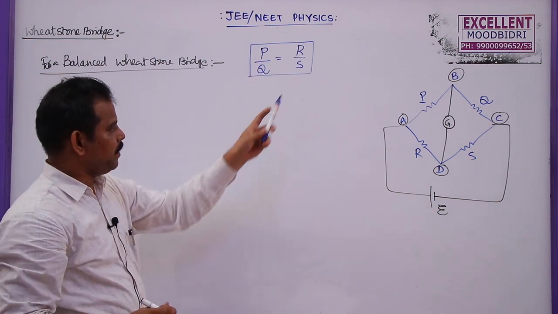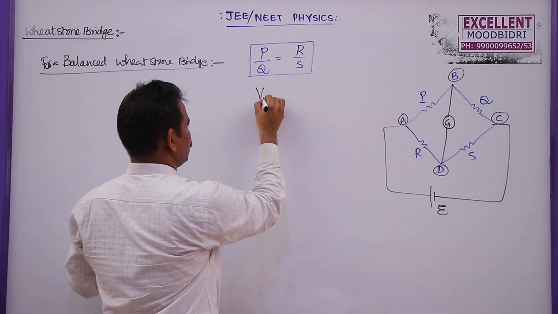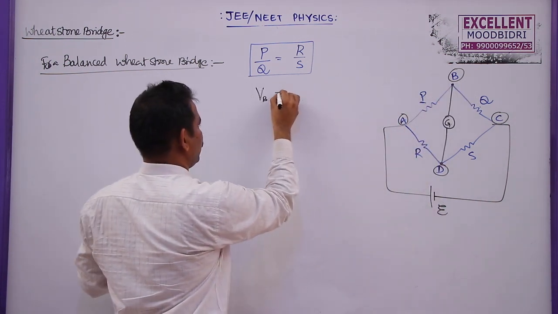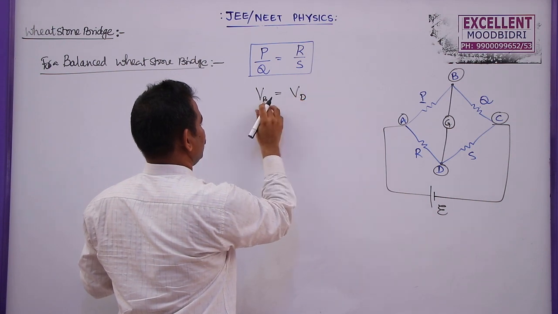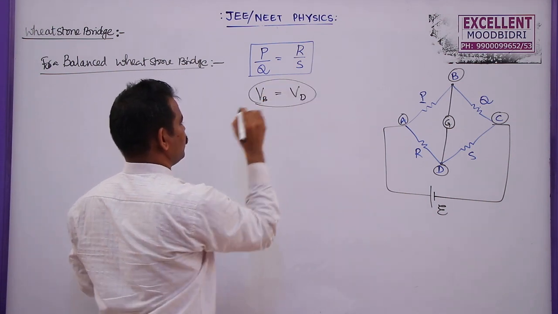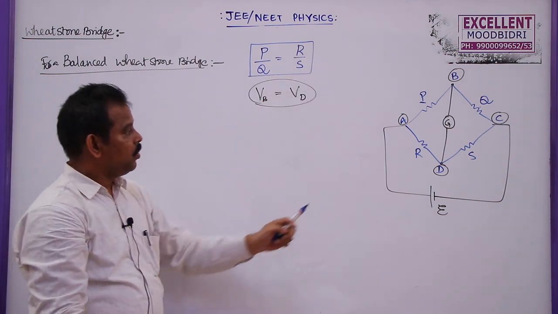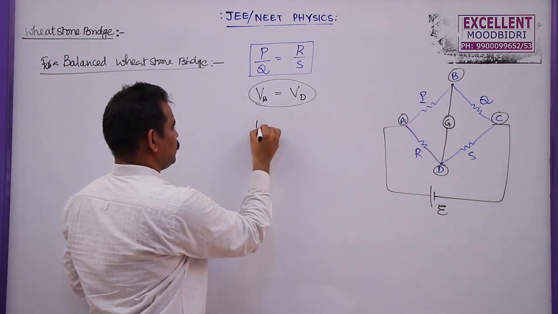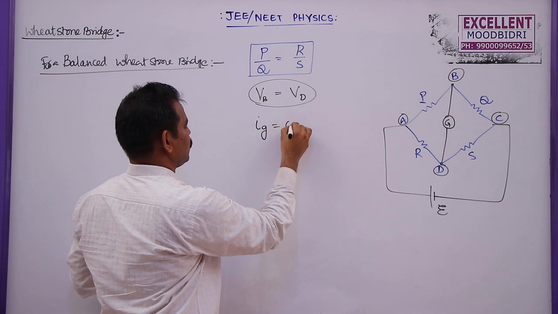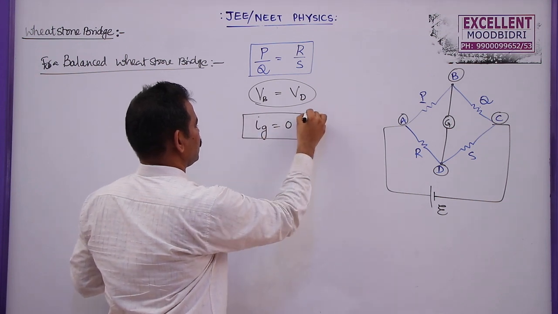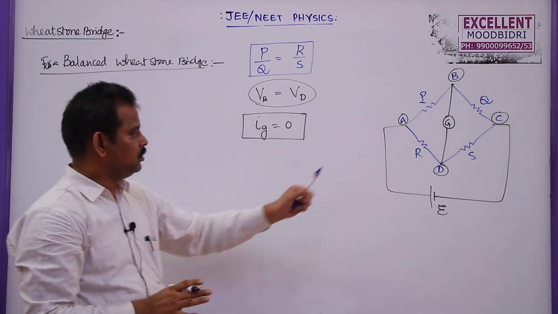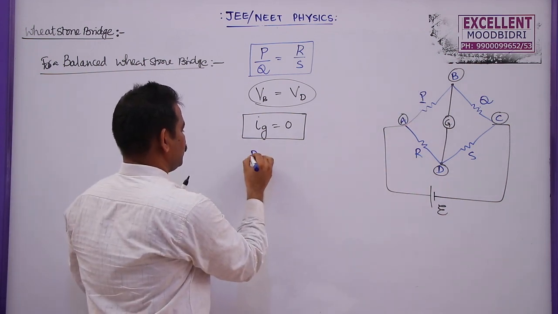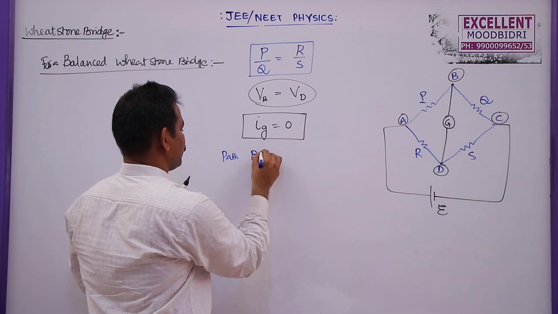Second one, when it happens, the potential at this point B must be equal to the potential at this point D. So VB is equal to VD. So this is the second point. When the potential between 2 points is the same, no current will flow through the galvanometer. The current through the galvanometer will become 0 and this path BD will become ineffective.